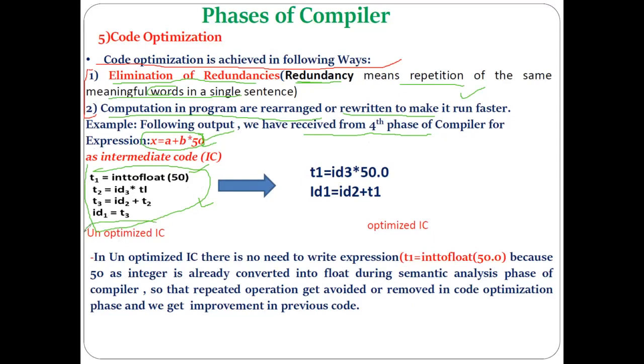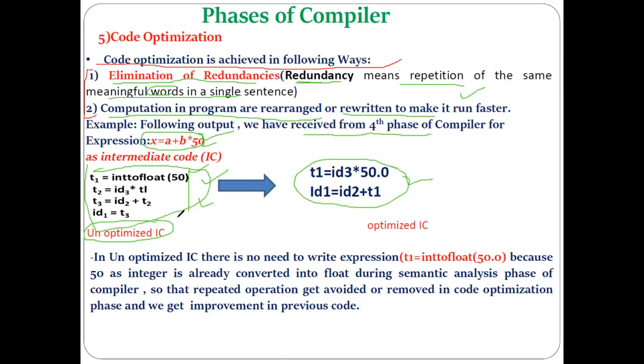So here I have written the unoptimized intermediate code, meaning something present in this fragment of code can be changed without affecting the final output of the program, or some redundant code might be present in this program. Okay, let's see. Now you can see, for this unoptimized intermediate code, this is the optimized intermediate code.